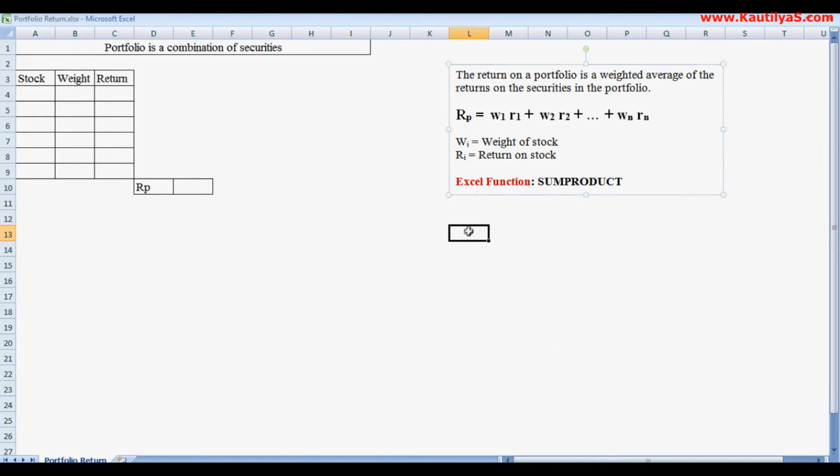Return on portfolio equals weight of stock 1 times R1 plus W2 R2 up to Wn Rn. That is, Wi is the weight of the stock, Ri is the return on the stock. Weight is the proportion of your total investment invested in a particular security. So we will see with an example.